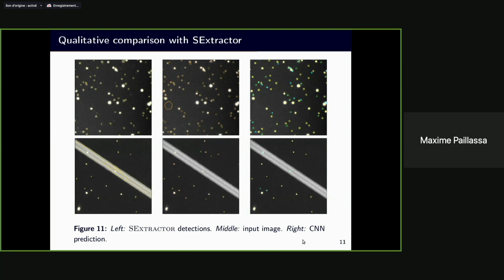In the bottom example, I show an image that is contaminated, and we see that the network is not triggering false detections on the trail. It can even detect sources within the trail, while SExtractor is making some false detections on the whole trail.